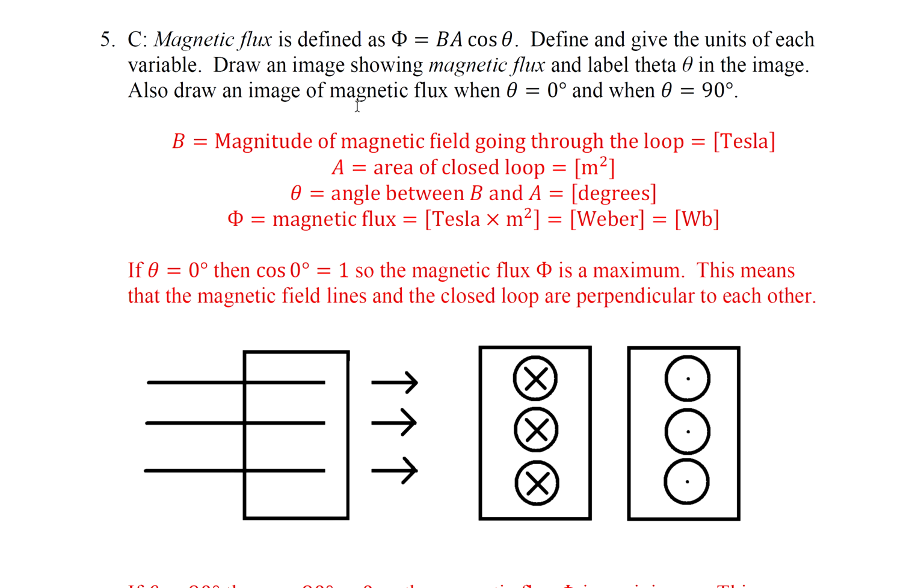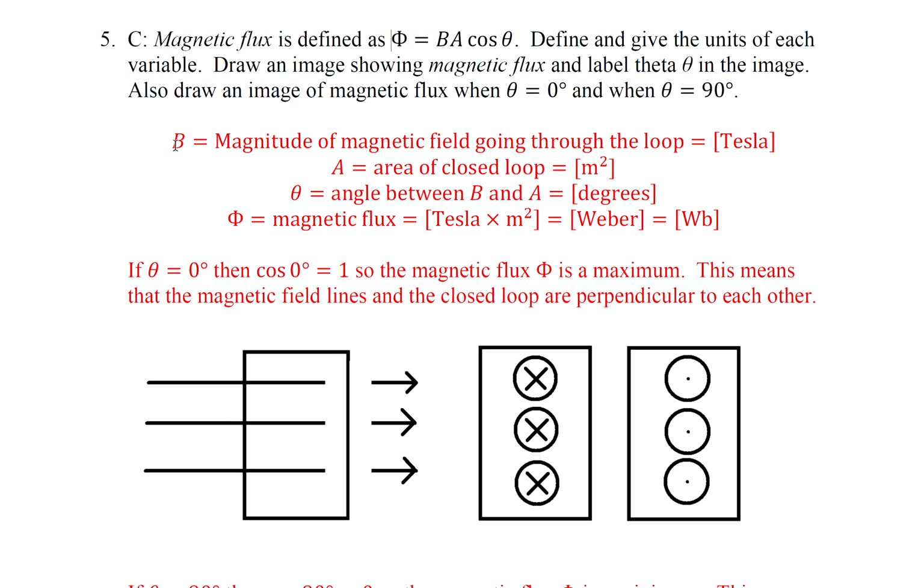So let's take a look at this equation. Phi equals BA cosine theta. B is the magnitude of magnetic field going through the loop, has units of Tesla. A is the area of the closed loop, has units of meters squared. Theta is the angle between B and A, has units of degrees. And phi is the magnetic flux, has units of Tesla times meter squared, which is also called a Weber, Wb.